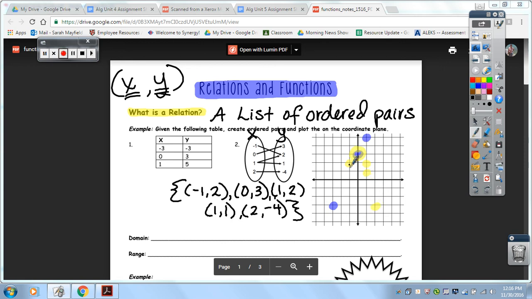And if I were to connect this picture, it looks a little different. It's still not as cute as a Timberwolf, but it's still a relation because it's a list of ordered pairs. Okay? Now notice something. Between these two examples, did you have an ordered pair in the list that was the same? Yes, it was 0, 3.